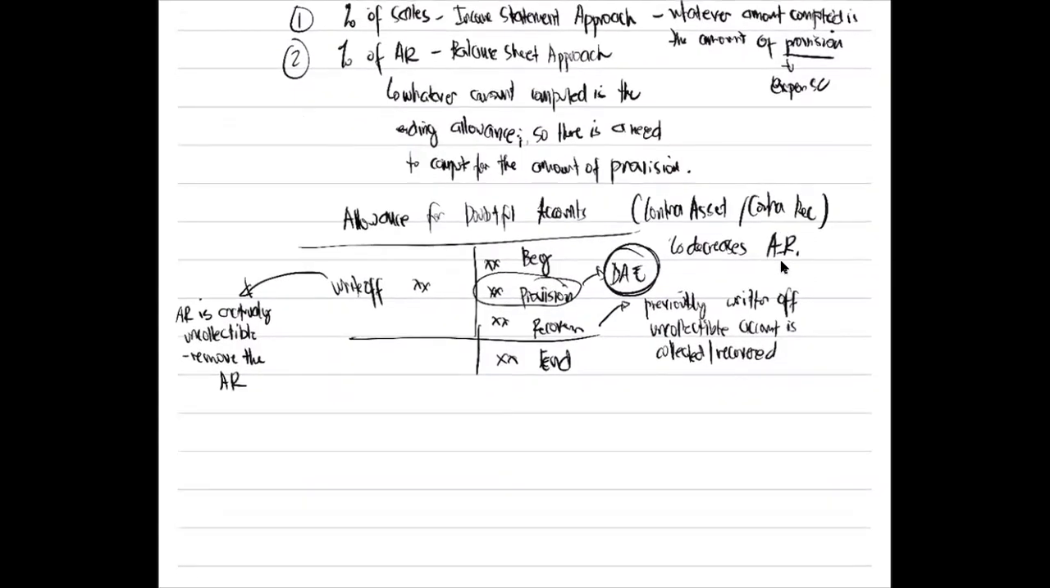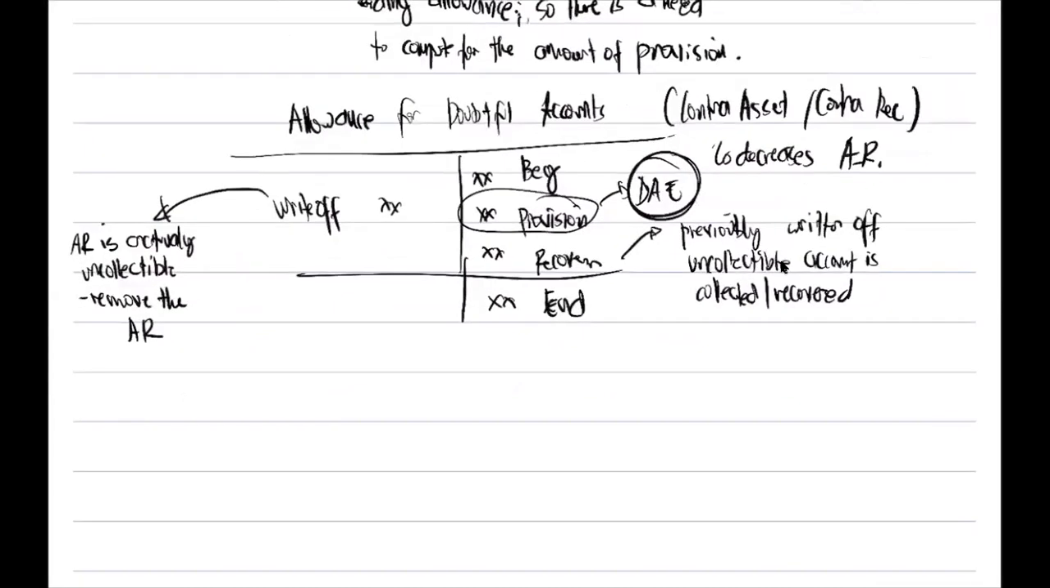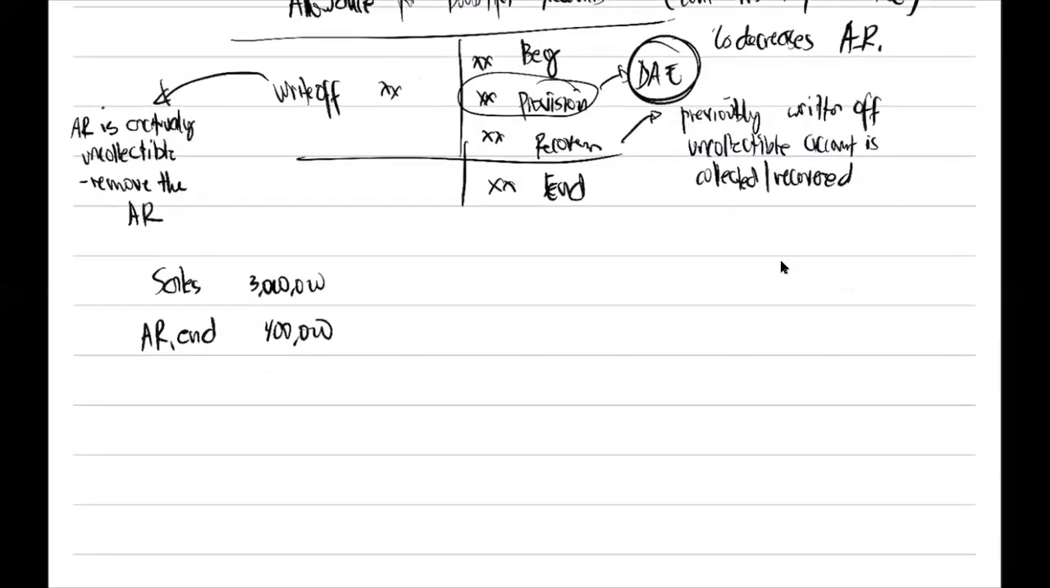Okay, so let's have an example. So let's say your net sales is 3 million pesos. AR ending amounts to 400,000 pesos. And then you have an allowance for doubtful accounts beginning of 2,000 pesos. And then we will use your percentage of AR. So let's say your percentage of AR is 2%.